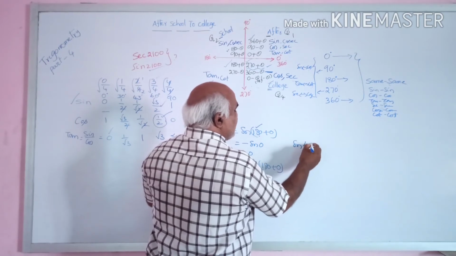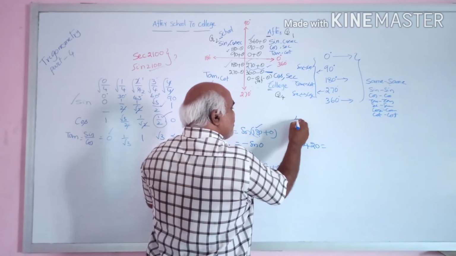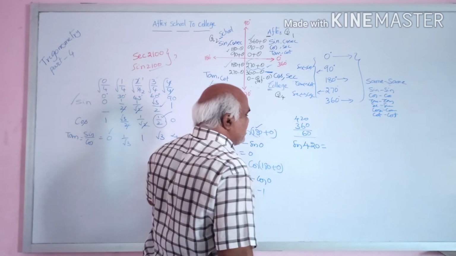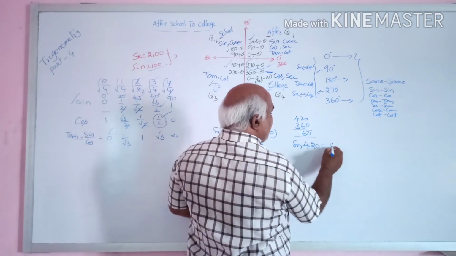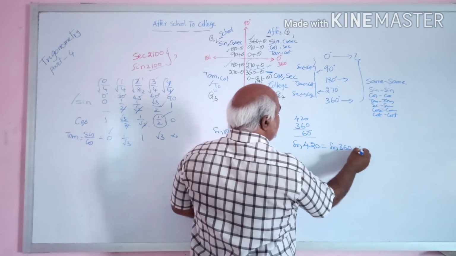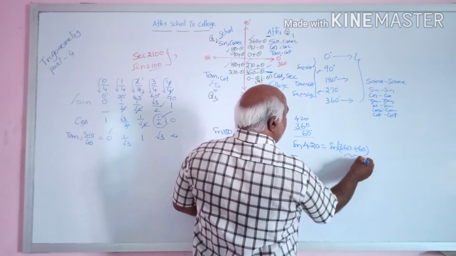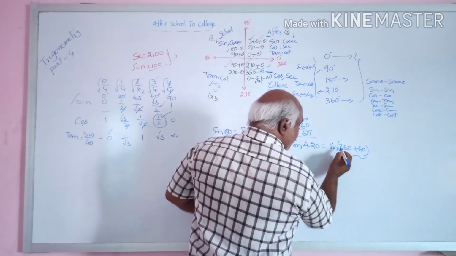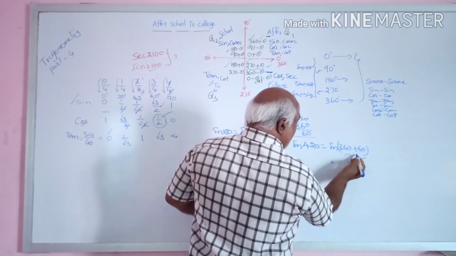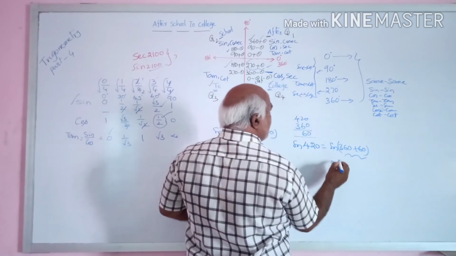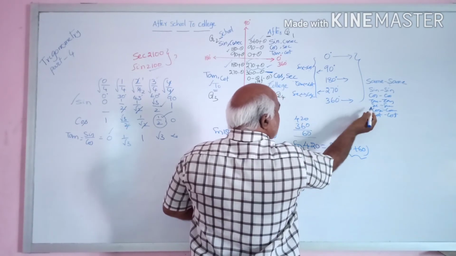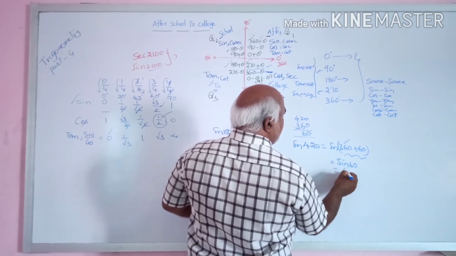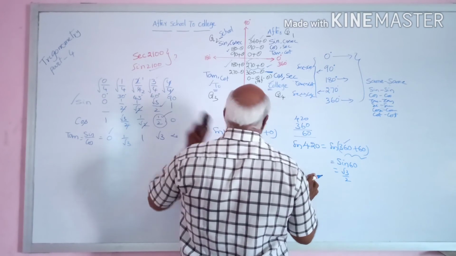Sin 420 is equal to sin of 420 minus 360. What does it give? 60. Therefore, 420 can be written as sin 360 plus 60. Simply, you can remember it is in the first quadrant. 360 plus theta is in the first quadrant. In the first quadrant, all are positive. Therefore, for 360 same to same. Therefore, sin 60. Sin 60 value is root 3 by 2.